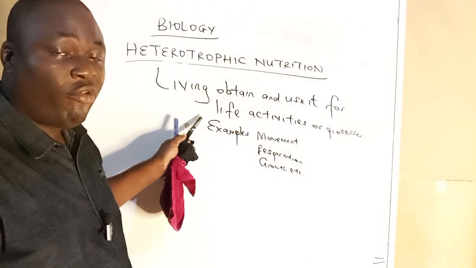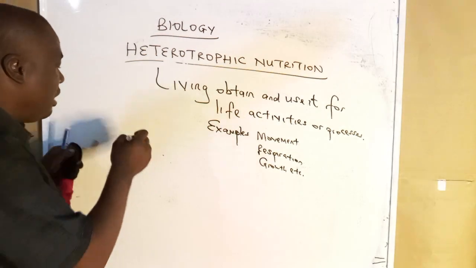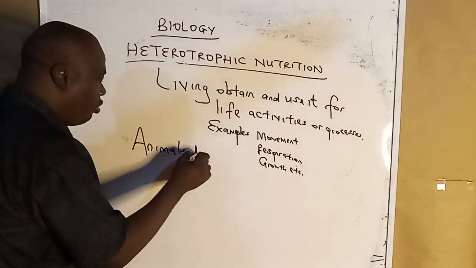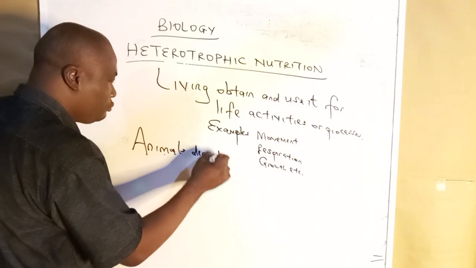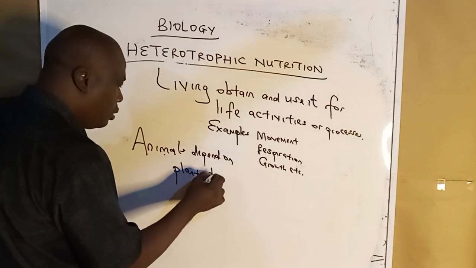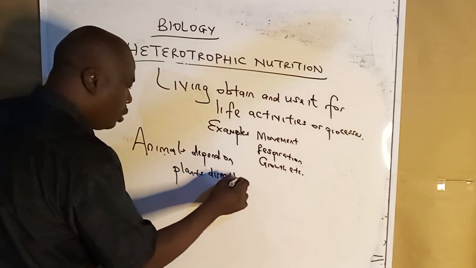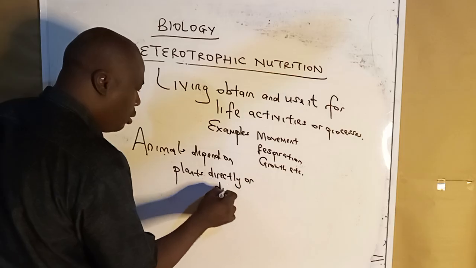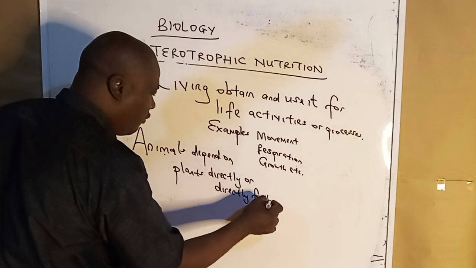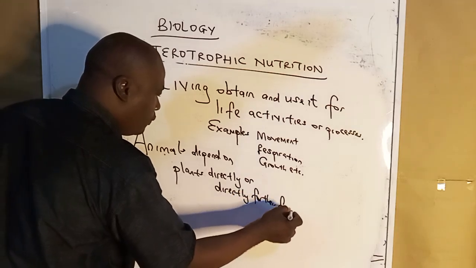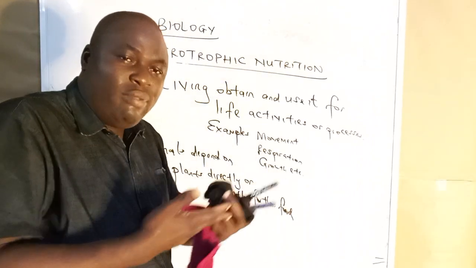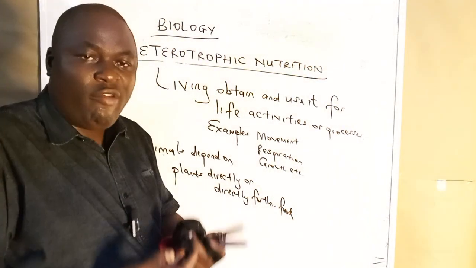Animals cannot manufacture their food. They depend on plants, directly or indirectly, for their food. So animals can feed directly on plants, and we can feed on animals that feed on plants.